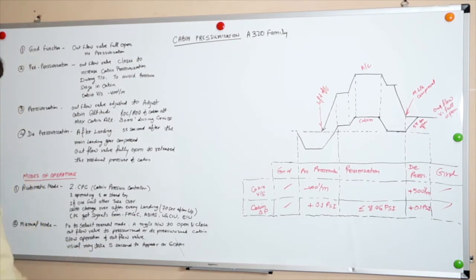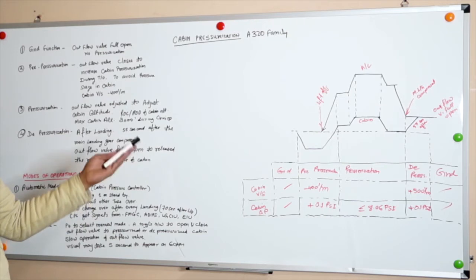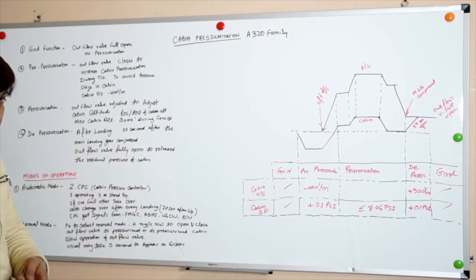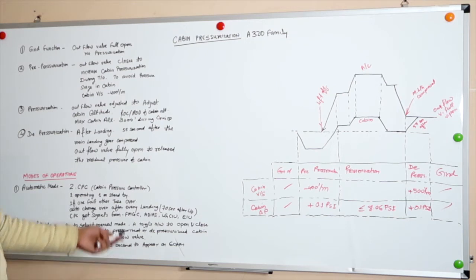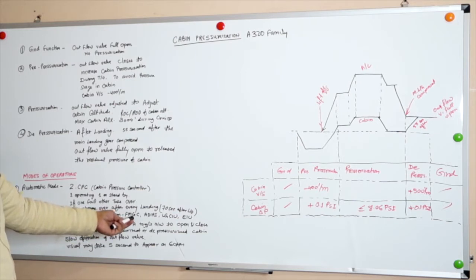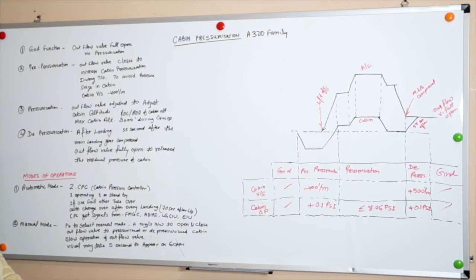What kind of signals does it get from the FMGC? It gets the QNH signals and the landing elevation. That is, at what altitude we are going to land, at what altitude the pressurization system has to equalize the pressure between outside and inside. That means at what stage the outflow valve has to be fully open. That will be calculated on the basis of the FMGC information collected for the QNH and the airport elevation where we are going to land.